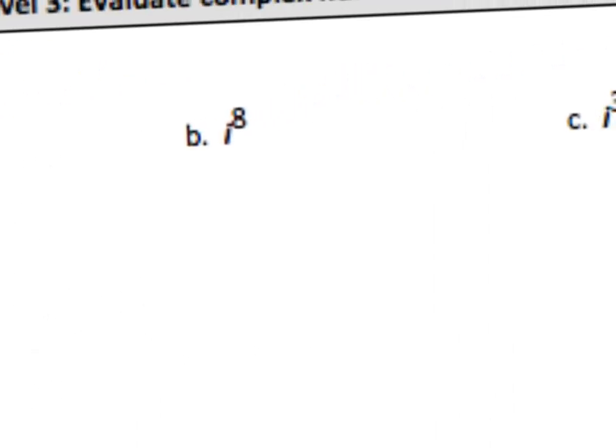Okay, B, I have i to the 8th. So I want to again break it down into multiples of 4. So i to the 4th times i to the 4th, because I need another 4 to make 8, and then I don't have anything left over. So i to the 4th is 1, i to the 4th is another 1, and 1 times 1 is 1.